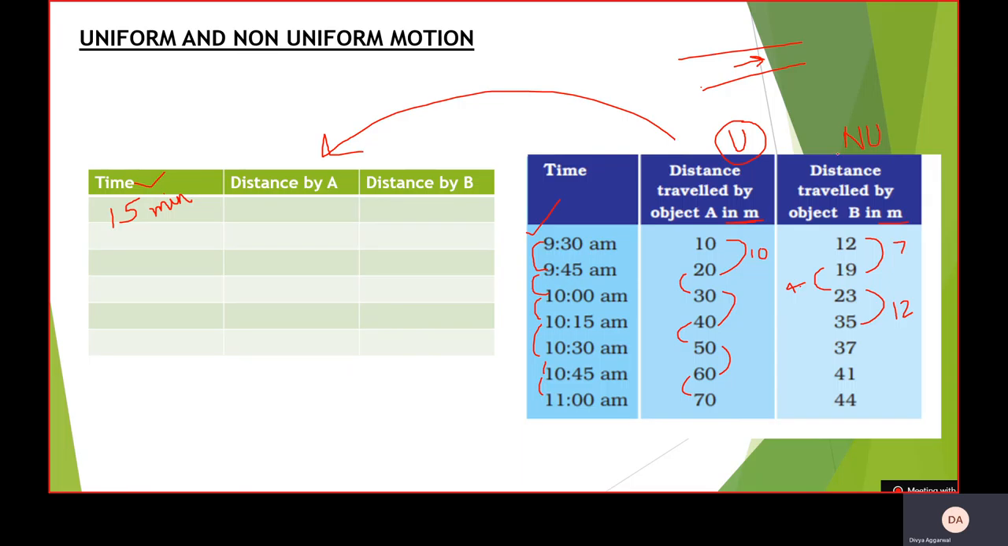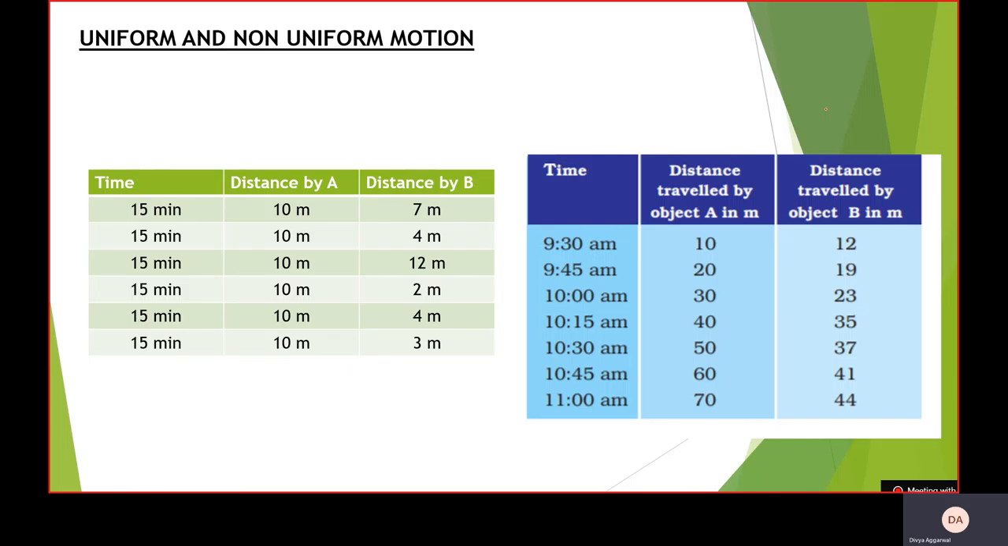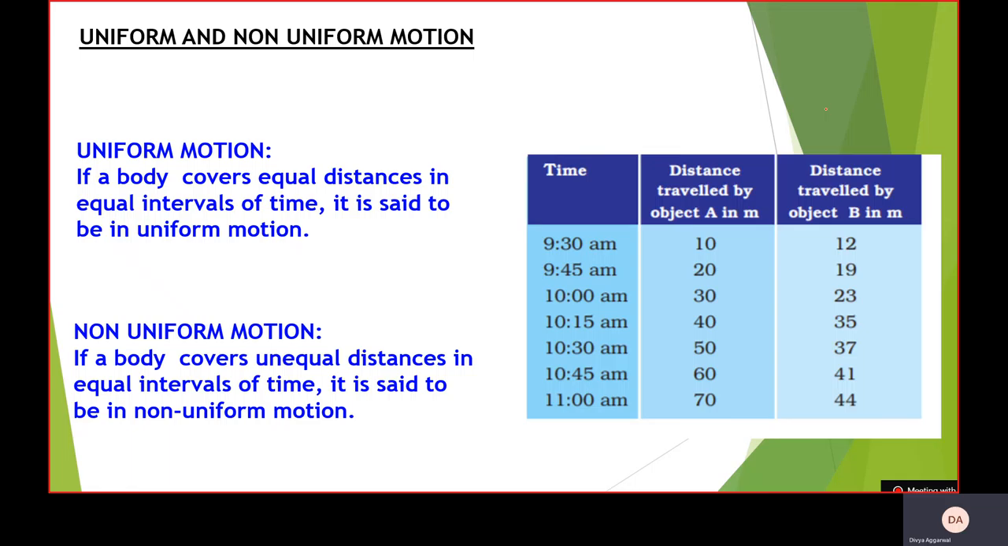So this motion is also on a straight path. Both of them are. Let's see our answers. I hope this is the answer which we all got. Now, if a body covers equal distances in equal interval of time, it is said to be in uniform motion, such as object A. If a body covers unequal distance in equal interval of time, it is said to be in non-uniform motion, such as object B.